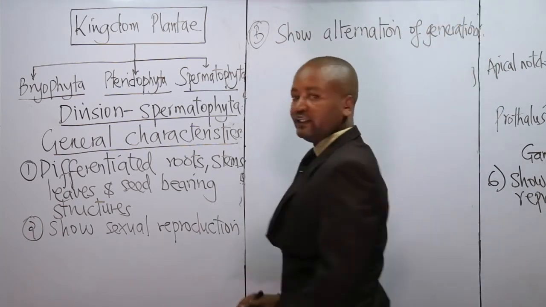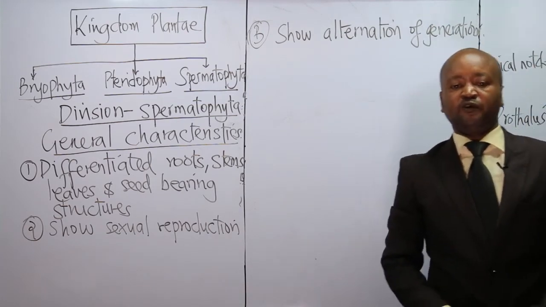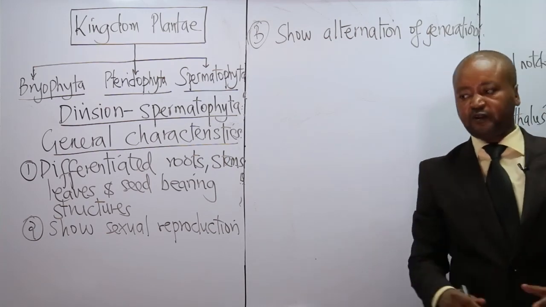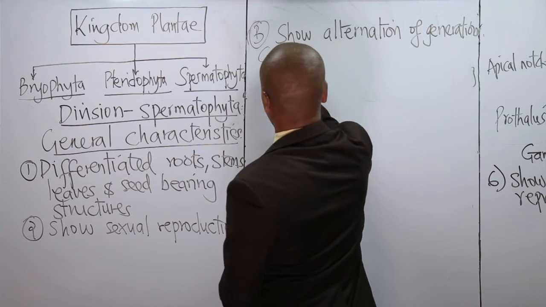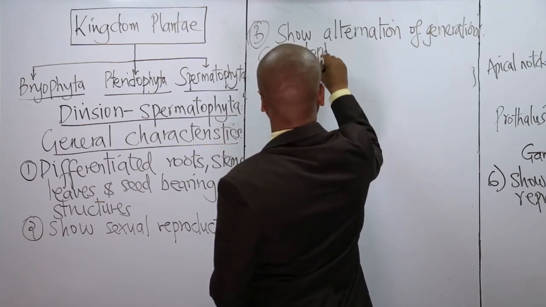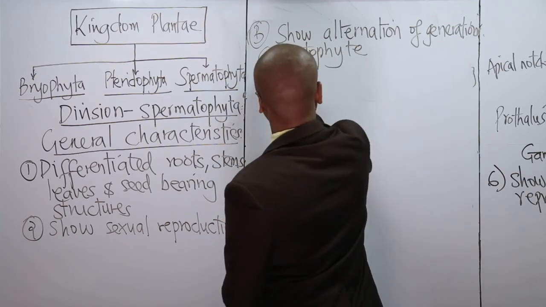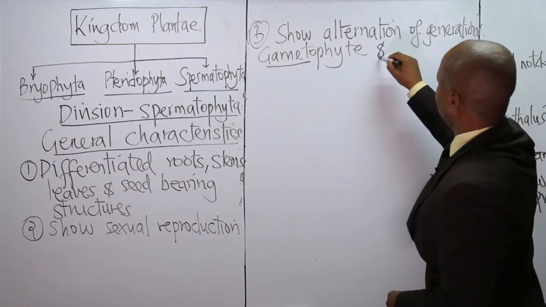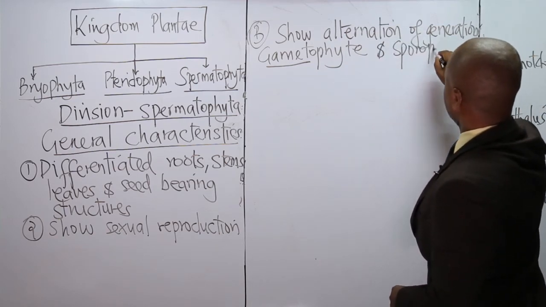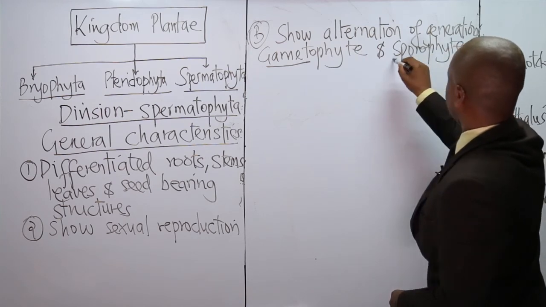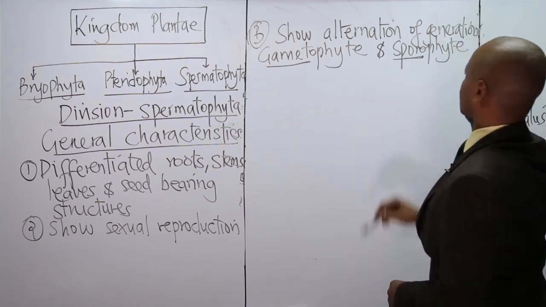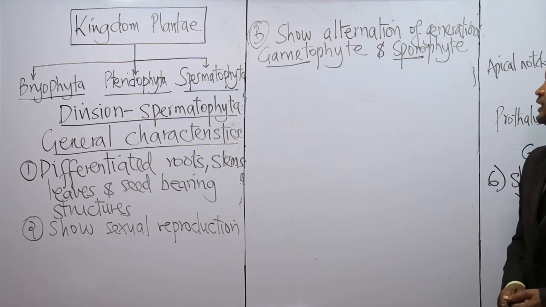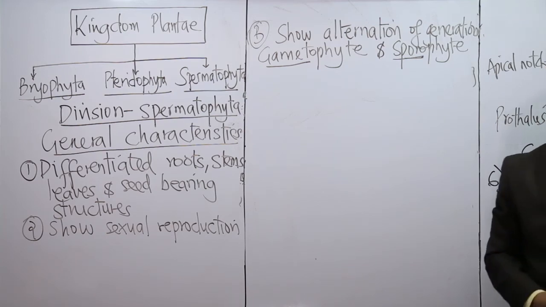So anytime we talk about alternation of generations, we must talk about the Gametophyte and the Sporophyte. There are two forms of the plant. Here we have the Gametophyte, from the word gamete, meaning it has the gametes, the male gametes, and then we have the Sporophyte, which comes from the word spores, so it produces spores. When those two plants or forms appear in a given plant, it means it is showing alternation of generations.